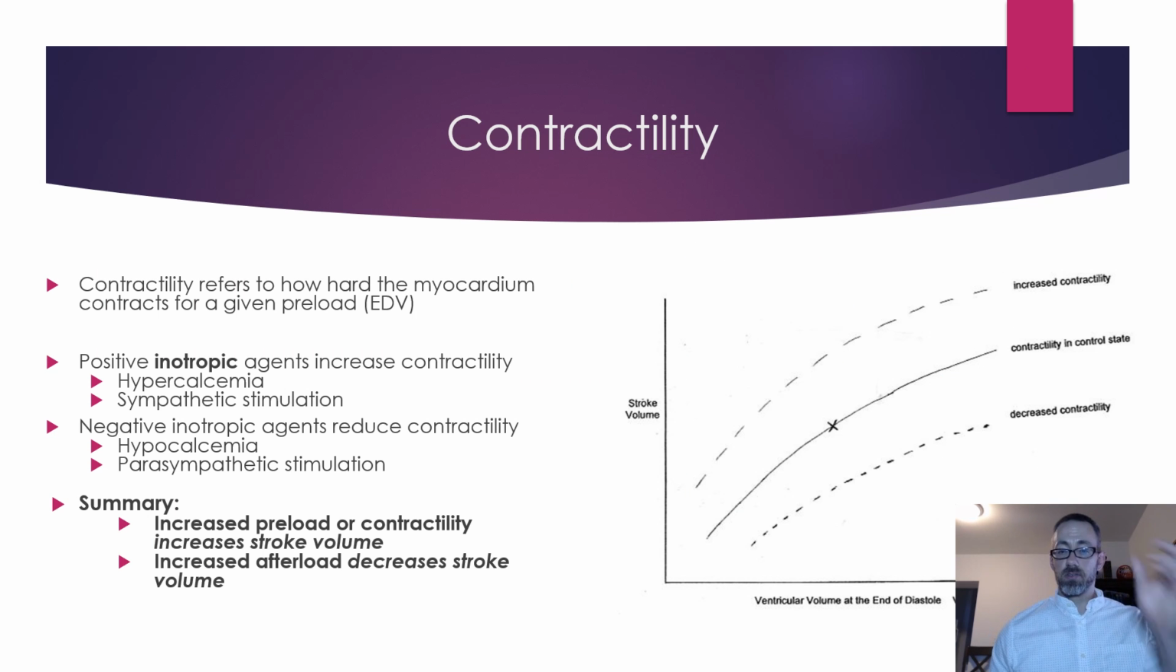Now, the last part of stroke volume is something we call contractility. Contractility refers to how hard the myocardium contracts for a given end diastolic volume or preload. It's like, if I have 130 mils here, I can squeeze it just so, or I can really squeeze it hard or not so hard. There are gradations of it, and that's what we refer to as contractility.